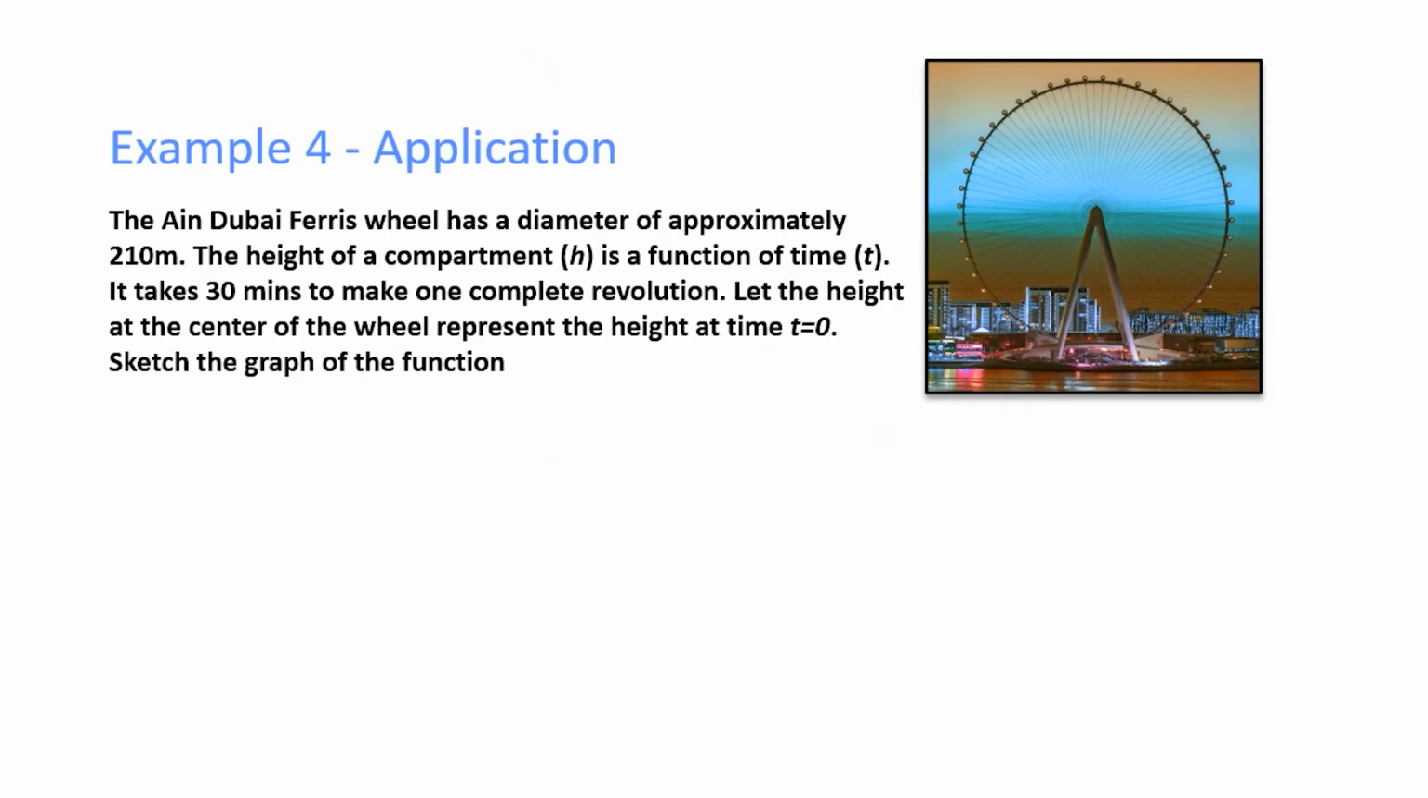Let's look at an application now. The Ferris wheel has a diameter of approximately 210 meters. The height of a compartment is a function of time, t. It takes 30 minutes to make one complete revolution. Let the height at the center of the wheel represent the height at time t equals 0. Sketch the graph of the function.